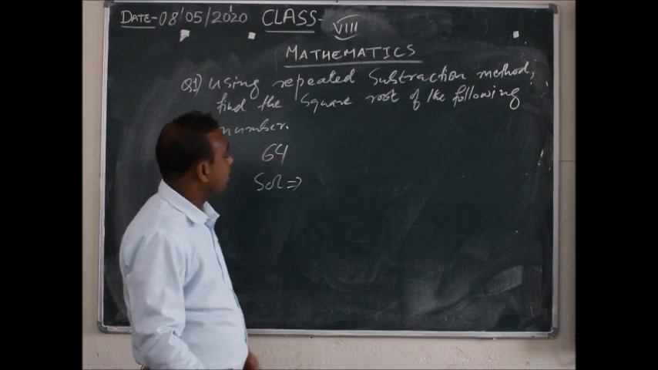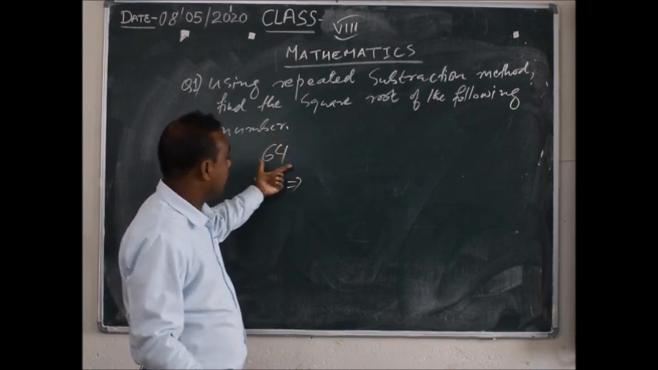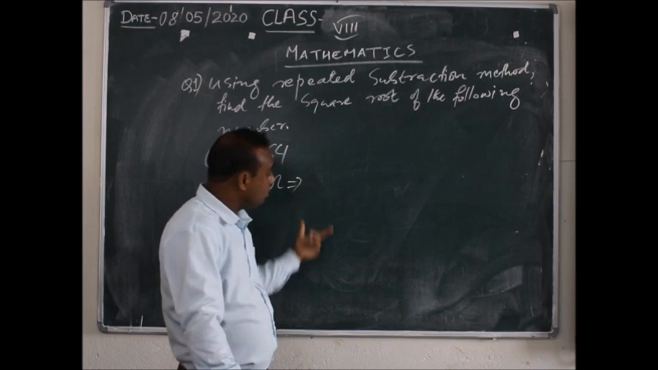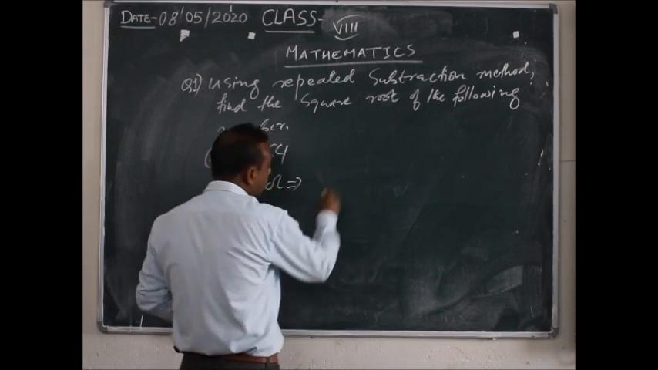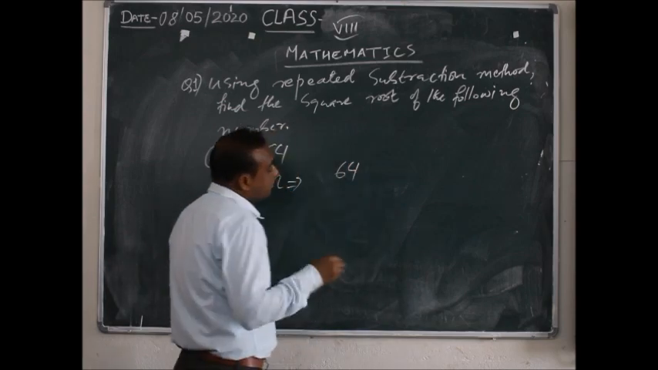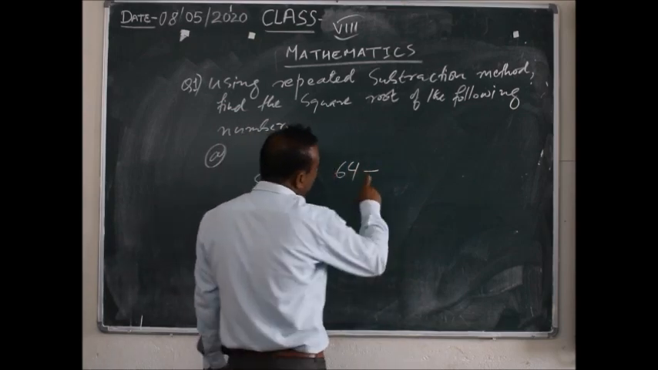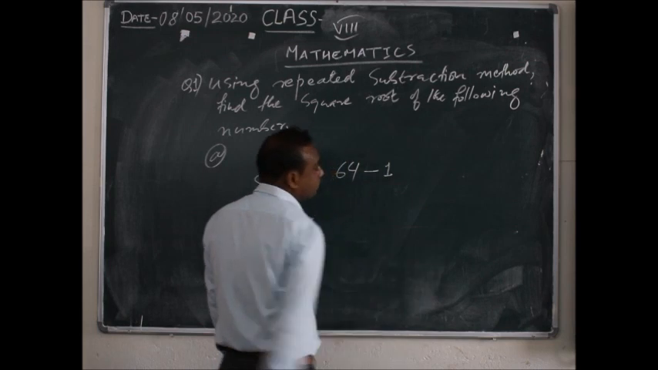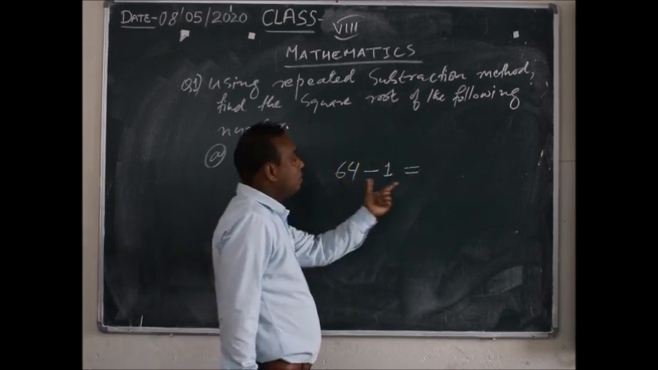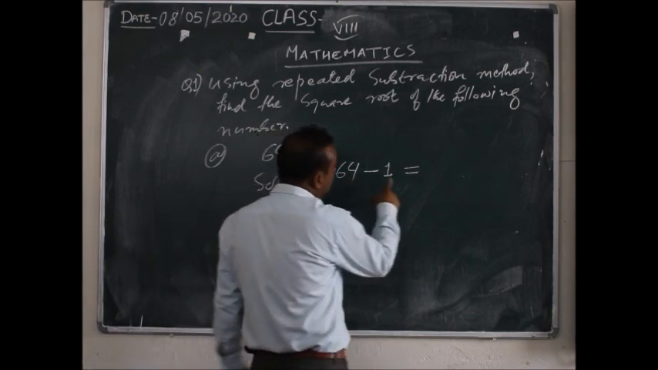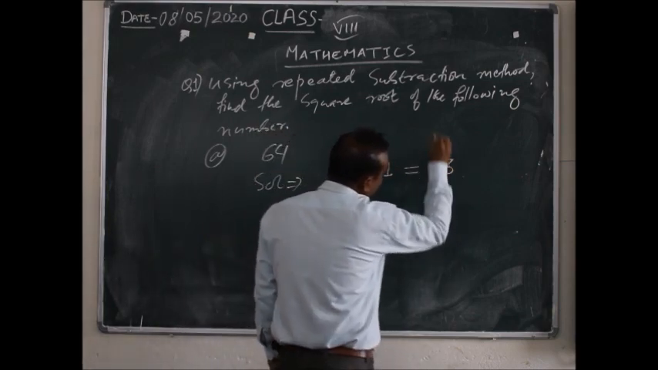In the repeated subtraction method, you have to subtract numbers, and all the numbers should be odd numbers. Let us say in the solution, this is 64. Now, minus the first odd number, which is 1. Then you have to subtract this odd number: 64 minus 1 is 63.